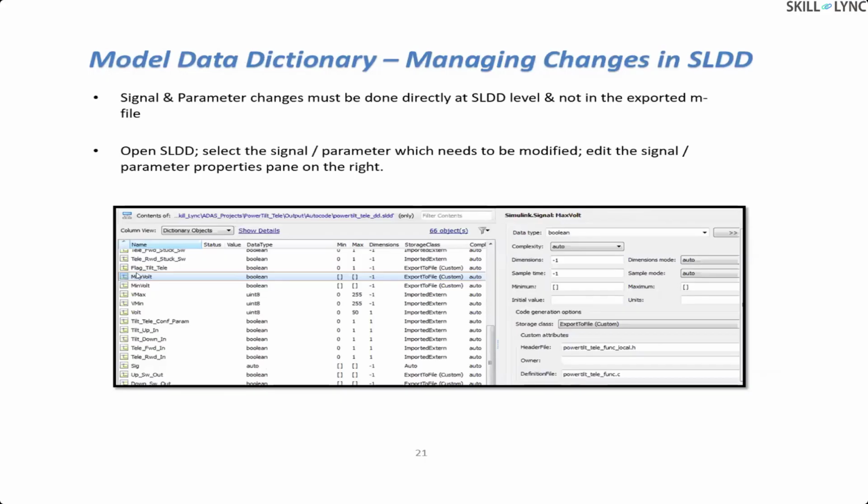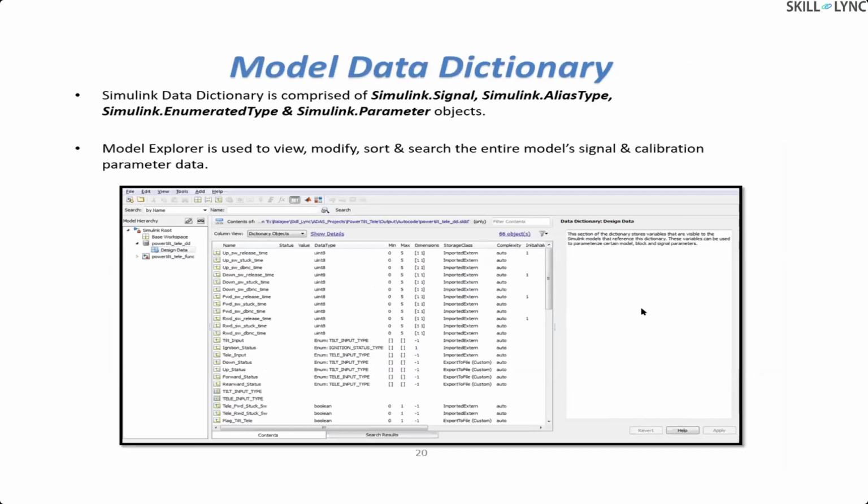Simulink Data Dictionary, in short form, is called SLDD. If you have to make a change to any particular feature or variable, I've selected a variable here called voltage, which is the maximum voltage. You can click on this. Once you click on any particular variable, this space shows the following.